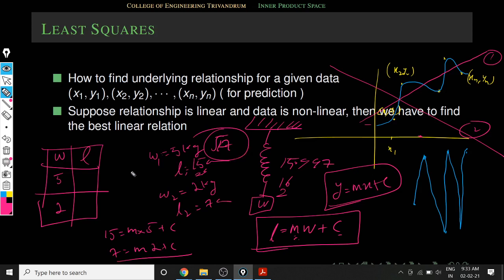You got the idea? So naturally there is an error in this observation. There is a natural error. We can't avoid it. So if your measurement is perfect, then using 2 data points you can easily find the straight line. If your measurement is perfect, then it is clear that both the data points belong to the same straight line. You can easily find M and C using these 2 data points.